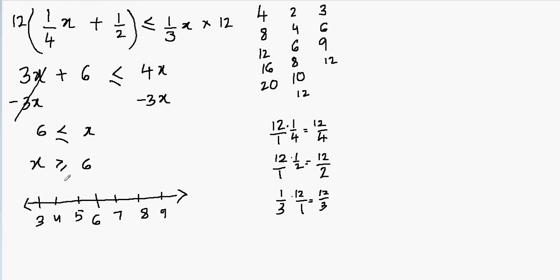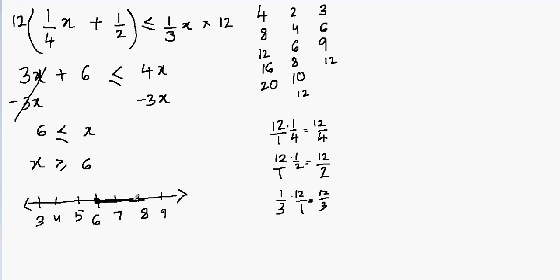Now, x is greater than or equal to 6. That means the value of x is either greater than 6 or equal to 6. That means 6 is a part of my solution. So I will have a closed circle on 6. Since it's a part of the solution, I will have a closed circle. That means my answer includes 6. And then I'll shade the right side of the number line.